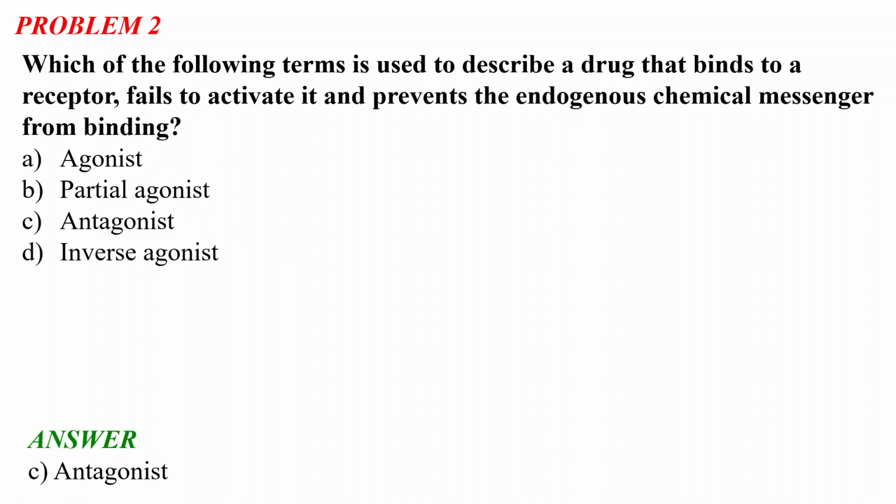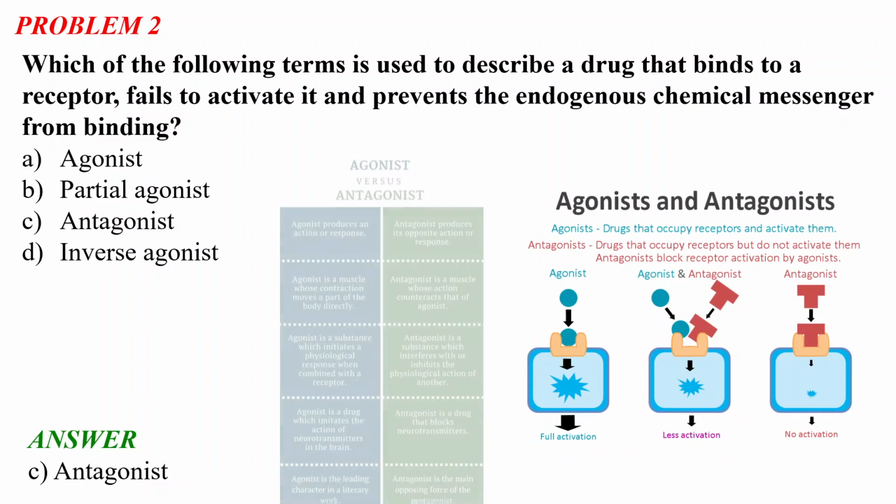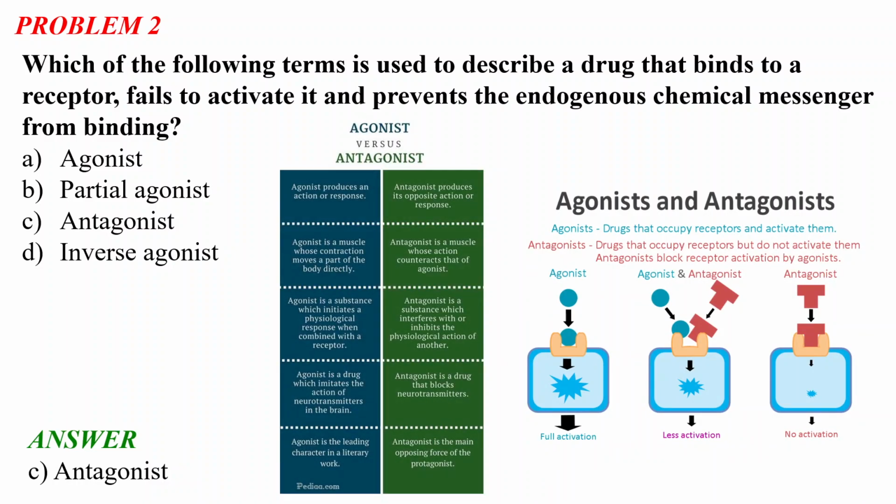So, do you remember what is agonist and what is antagonist, as we discussed in the previous class also, I think. So, agonists are the drugs that occupy the receptors and activate them. But antagonists are the drugs that occupy the receptors but do not activate them. They actually block the receptor activation by the agonist.